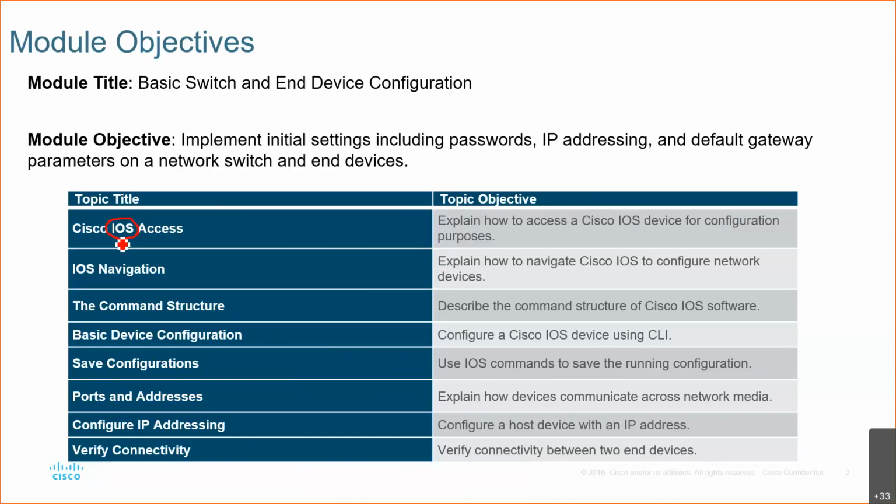Okay. So we'll be going through some iOS navigation commands. We'll look at the command structure. We'll look at basic device configuration. We will learn how to save configuration, what the ports and their addresses are, and we'll configure IP addressing and verify connectivity as far as the switch device is concerned.